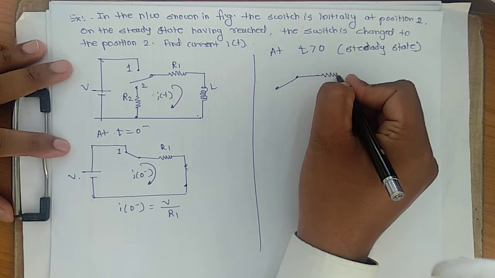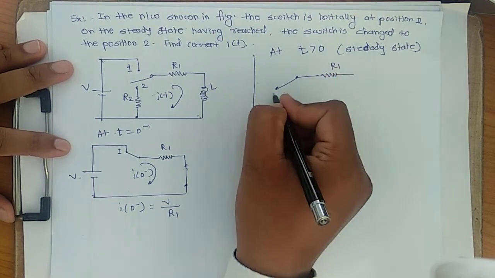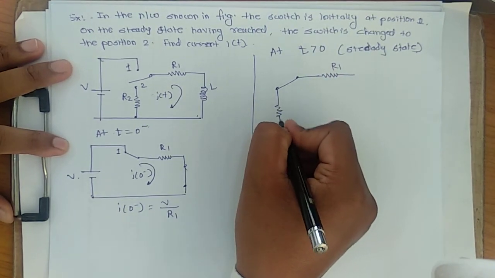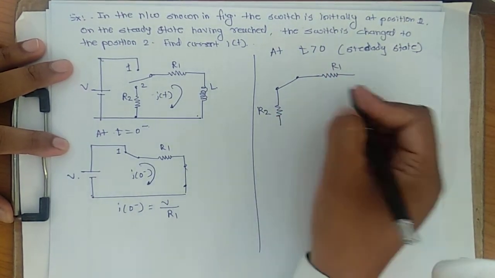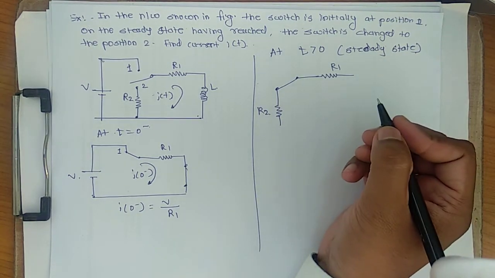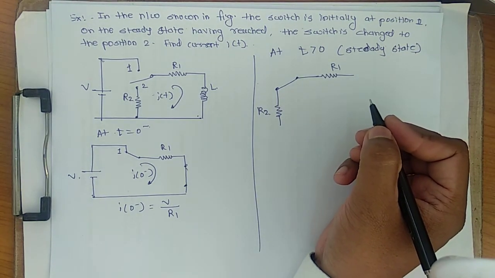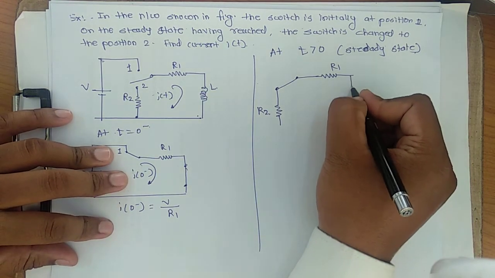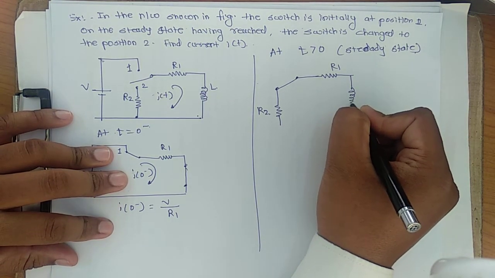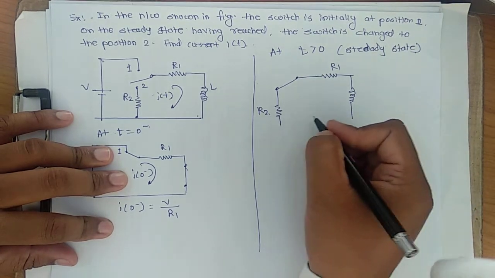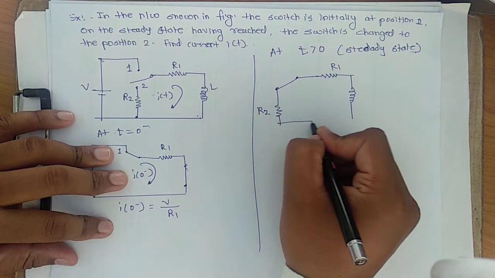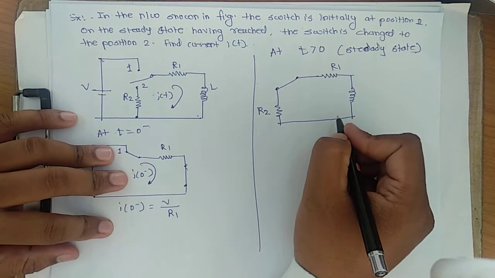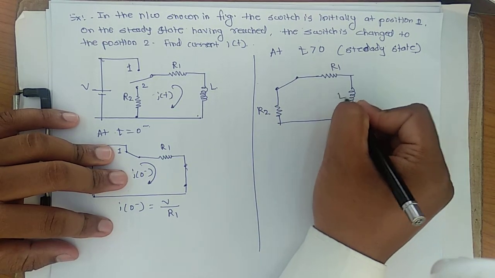This resistance is R1. Here is the resistance it will add, here is R2. Now, what will happen with the inductor? When you are calculating the inductor at steady state, the inductor will work as in normal condition. So that is inductor L.